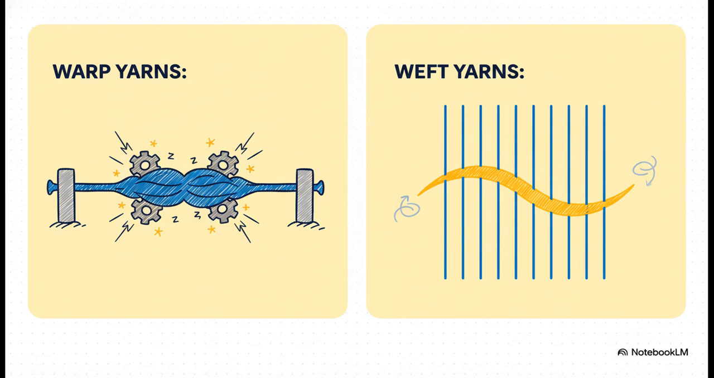Now what's so fascinating here is just how different the jobs of these two yarn sets are. The weft yarn? It has a pretty easy life, relatively speaking. It just gets passed through. But the warp yarns, oh man, they are the true unsung heroes. They're held under immense tension, they're constantly moving up and down, and they're rubbing against all the loom parts. They have to be incredibly, unbelievably tough.